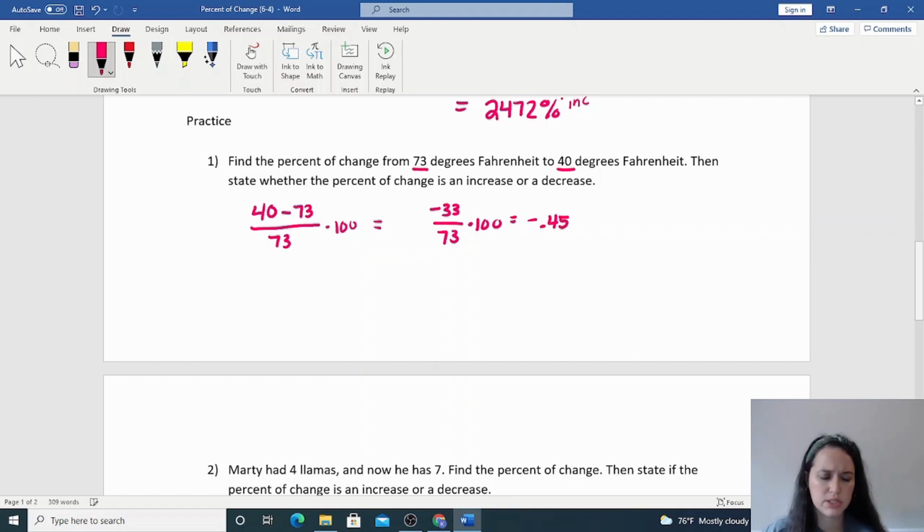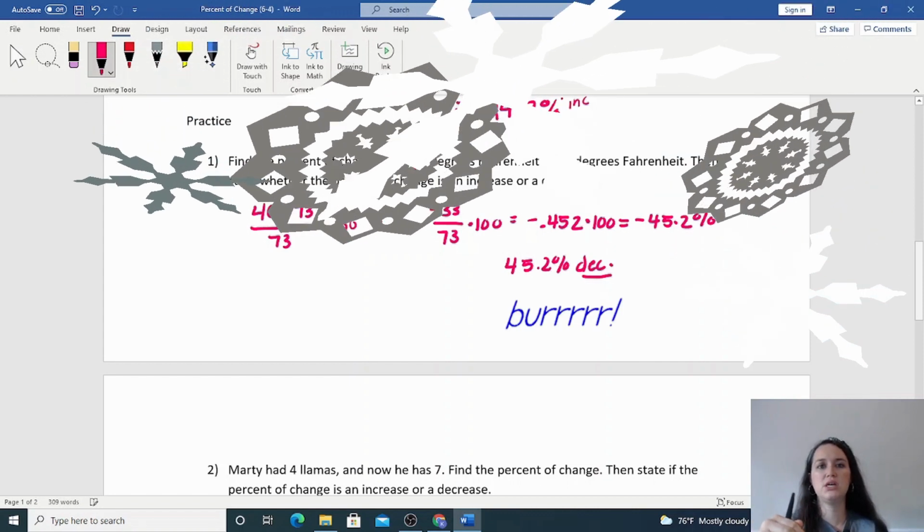I'm just doing this in pieces. 0.452 times 100. I'm going to cut it off just so I don't have to carry my whole decimal the whole time. So that is negative 45.2%. So you can say that is a 45.2% decrease.